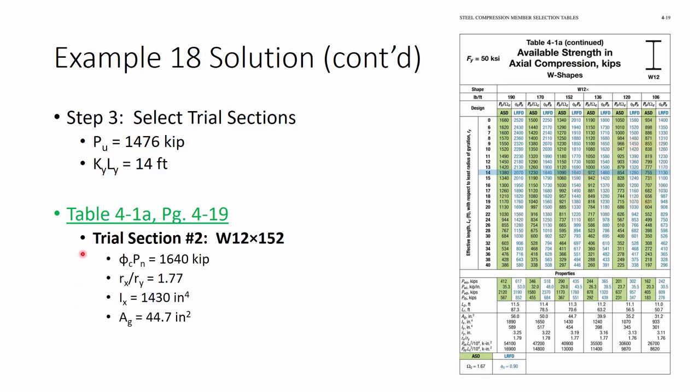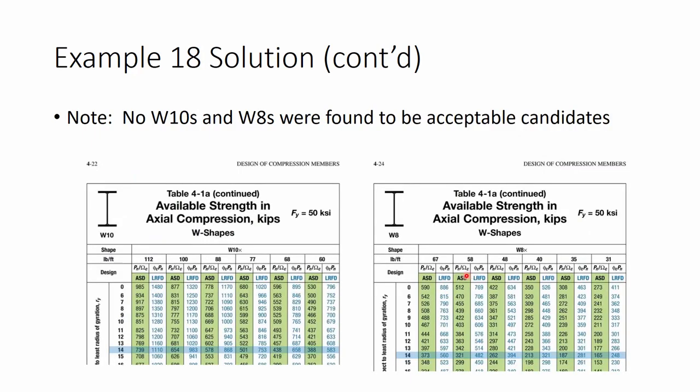And I select that because its capacity along the weak axis is 1,640 kips. Now Rx over Ry is a little different. It's 1.77, and we need that moment of inertia and gross area as well. Okay. Now these are two trial sections.